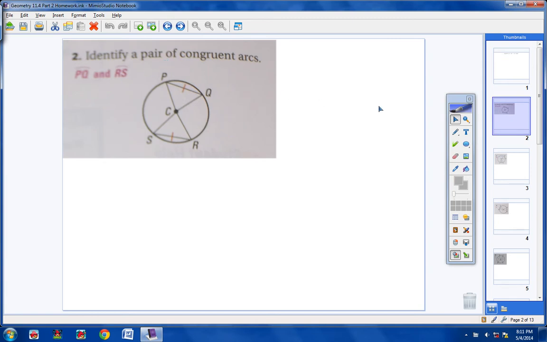Identify a pair of congruent arcs. Are you ready? Please listen carefully. We learned a theorem that said when you have a chord congruent to a chord in the same circle, then their arcs are congruent. So there we go. It's that simple. We have two chords that are congruent, so their arcs are congruent. So arc PQ is congruent to arc RS.